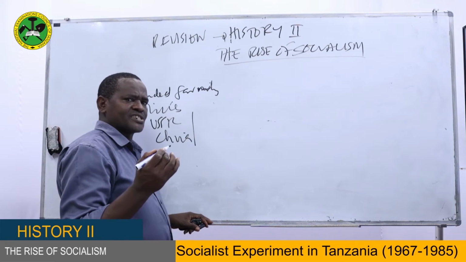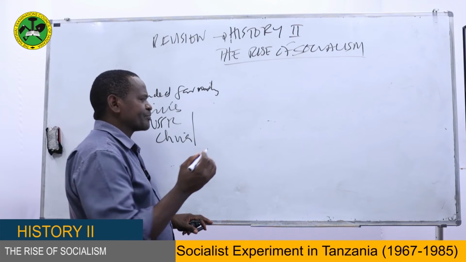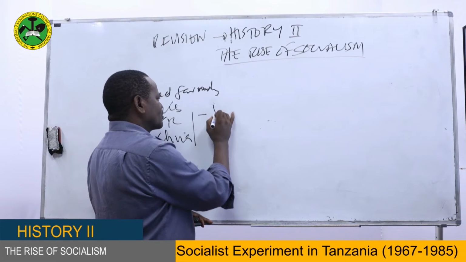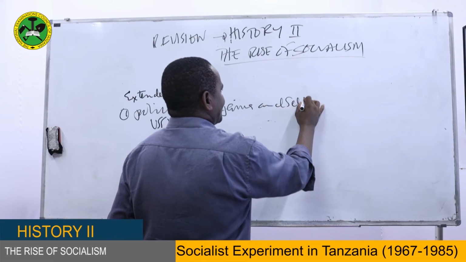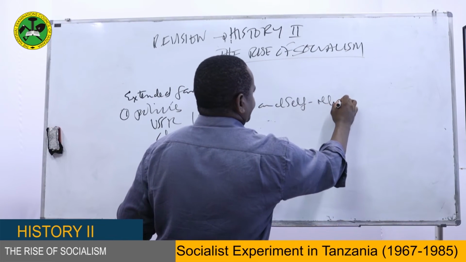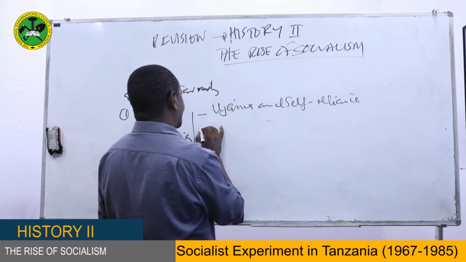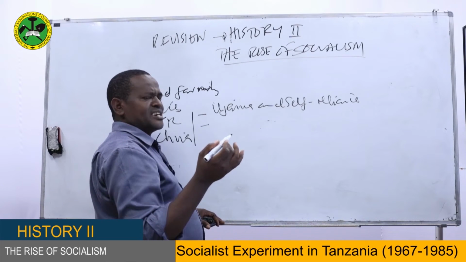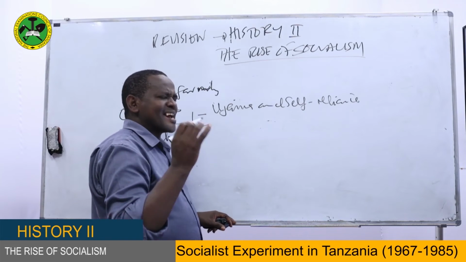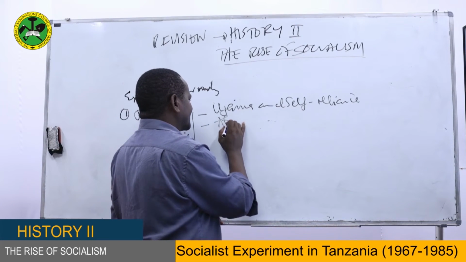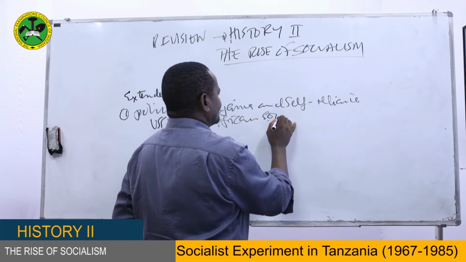And the ideology which they came up with, for instance, as you can see, in Tanzania, we have what was called ujamaa and self-reliance. This is what has been practiced in Tanzania. And in Ghana, for instance, Dr. Kwame Nkrumah introduced a brand of socialism which was called African socialism.